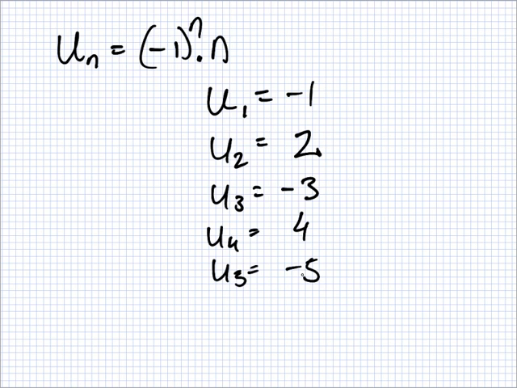Is it convergent? No. Is it periodic? No. If it's not convergent, it is automatically divergent. So if something is not convergent, it is automatically divergent. It's switching back and forth, but it's wrong to say it's going to infinity.